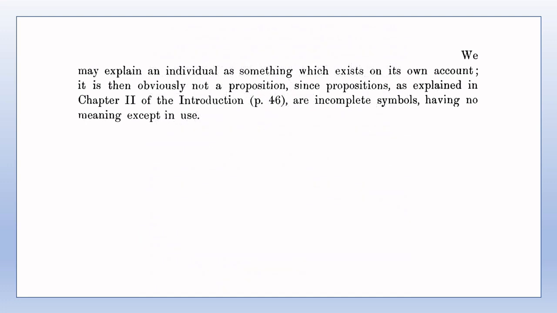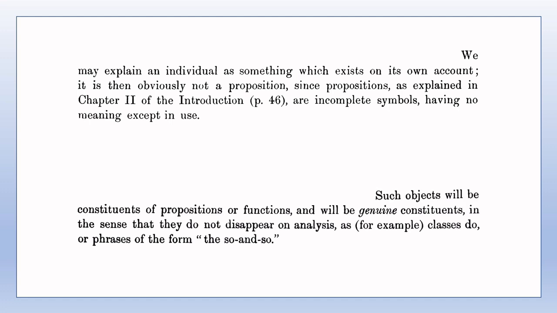For example, on page 169 we see, "We may explain an individual as something which exists on its own account." It is then obviously not a proposition, since propositions, as explained in chapter 2 of the introduction, page 46, are incomplete symbols, having no meaning except in use. And to repeat a passage which I've already quoted earlier in the video, on page 54 it reads, "Such objects, individuals, will be genuine constituents of propositions or functions, and will be genuine constituents in the sense that they do not disappear on analysis, as for example classes do."